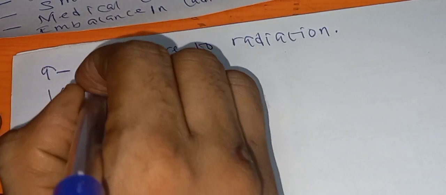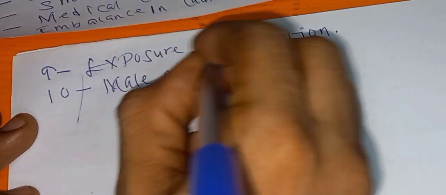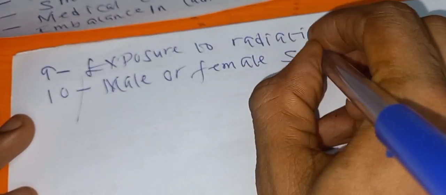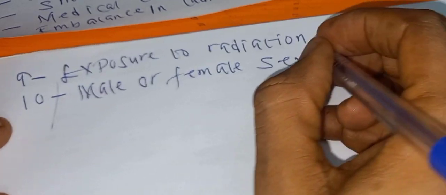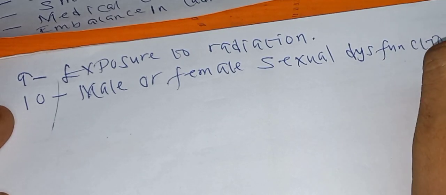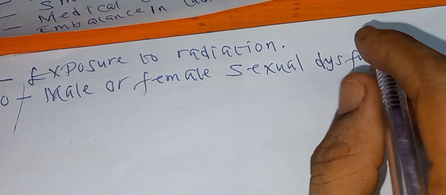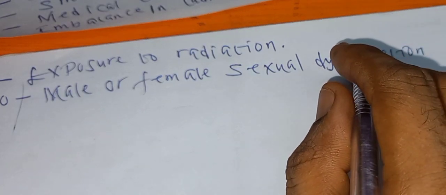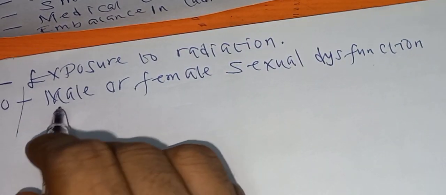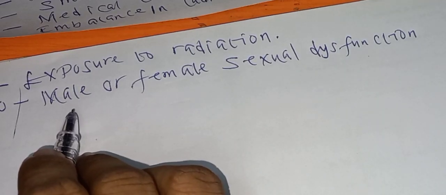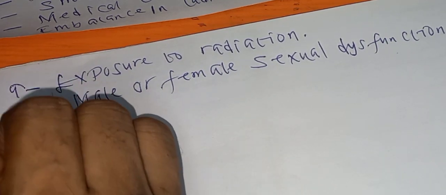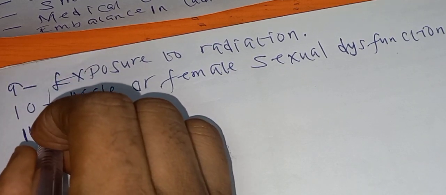Number 10, male or female sexual dysfunction. For example, erectile dysfunction in men or dyspareunia, painful sex, in women. So when a woman is experiencing painful sex and the husband has sexual dysfunction, it can cause infertility in a couple.